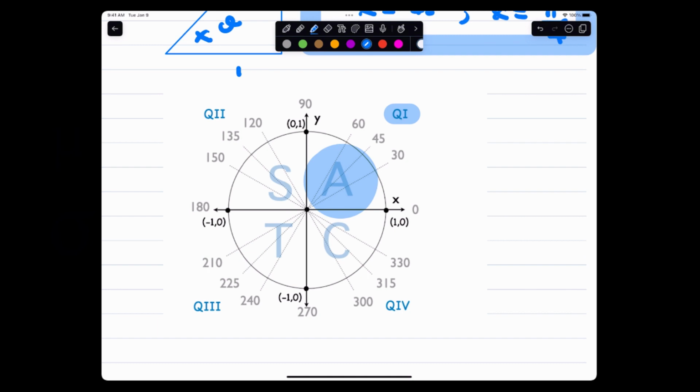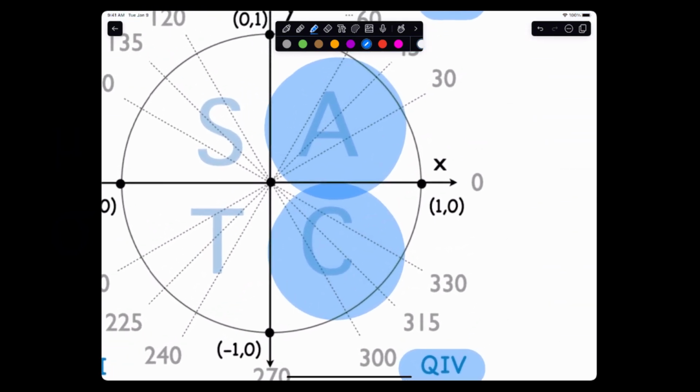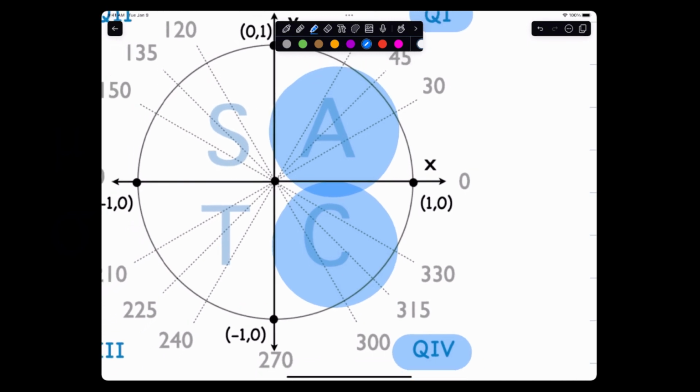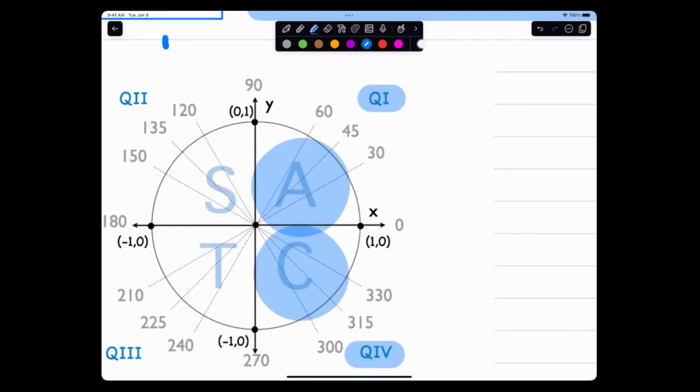What other quadrant is cosine positive? 4. This is why it's a C. All students take calculus. So cosine is also positive in quadrant 4. So what that means here is a couple of things here.